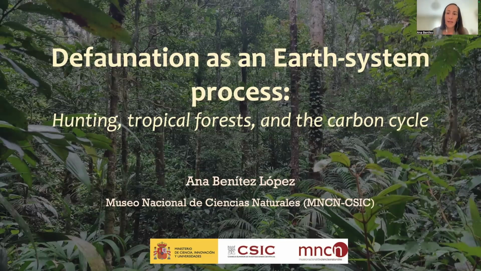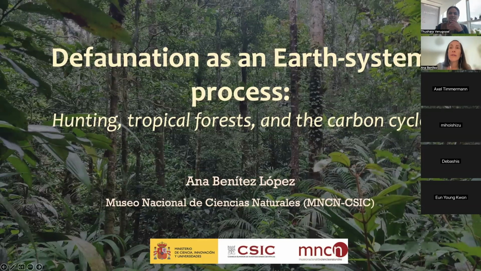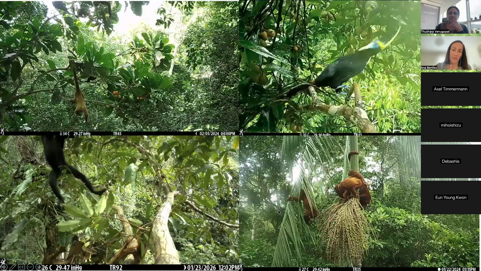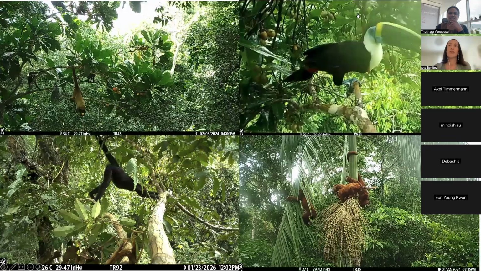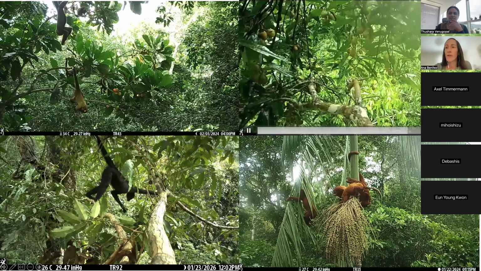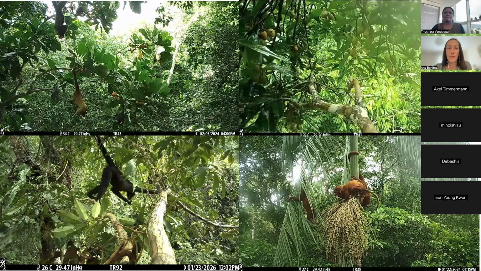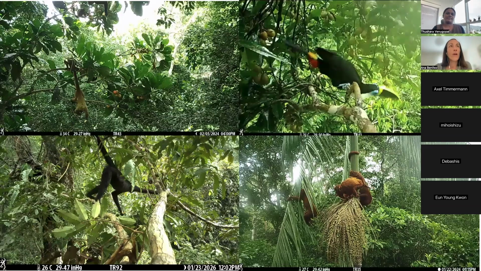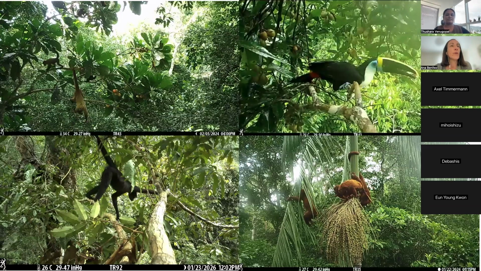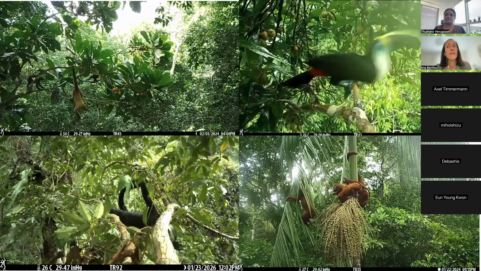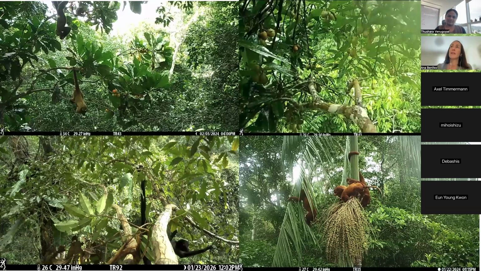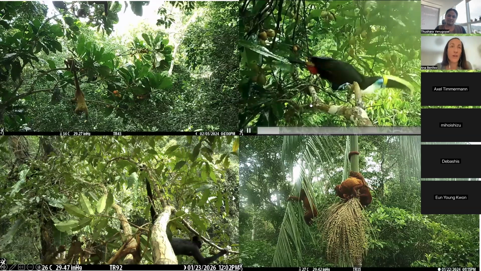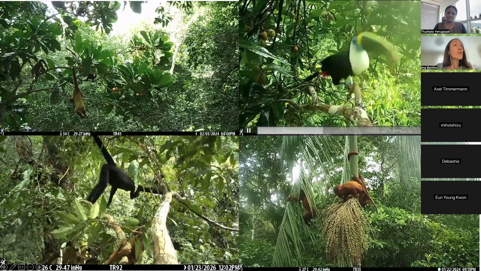And I'm going to start by, let me see if this works, showing you this footage of a neotropical forest in the western Brazilian Amazon. These are some neotropical primates, howler monkeys, woolly monkeys, spider monkeys, and a toucan, feeding on different fruit resources.